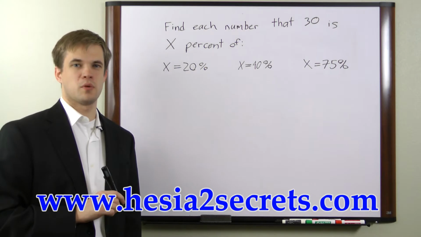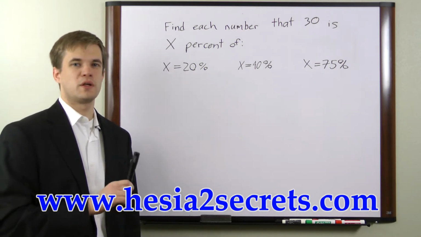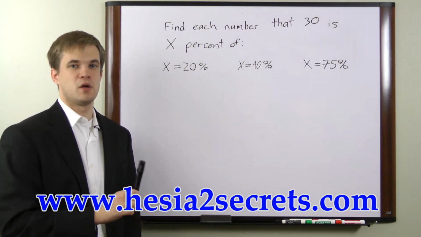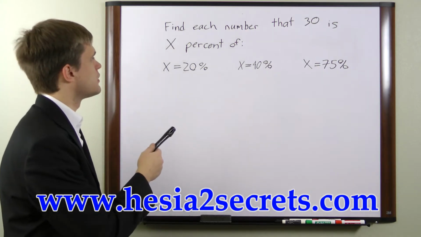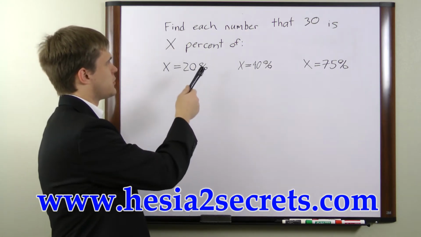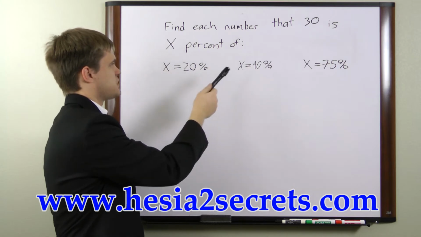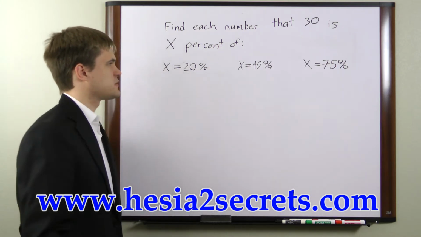On some percentage problems, you may be asked to find the whole given a part in a percentage. For instance, on this example here, we're asked to find the whole number that 30 is x% of for each of these values of x.